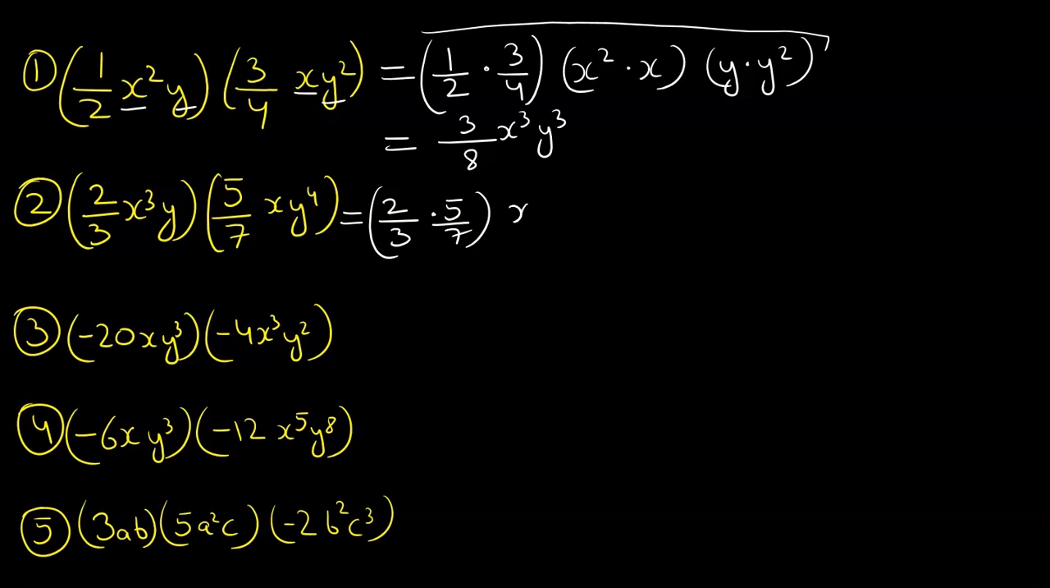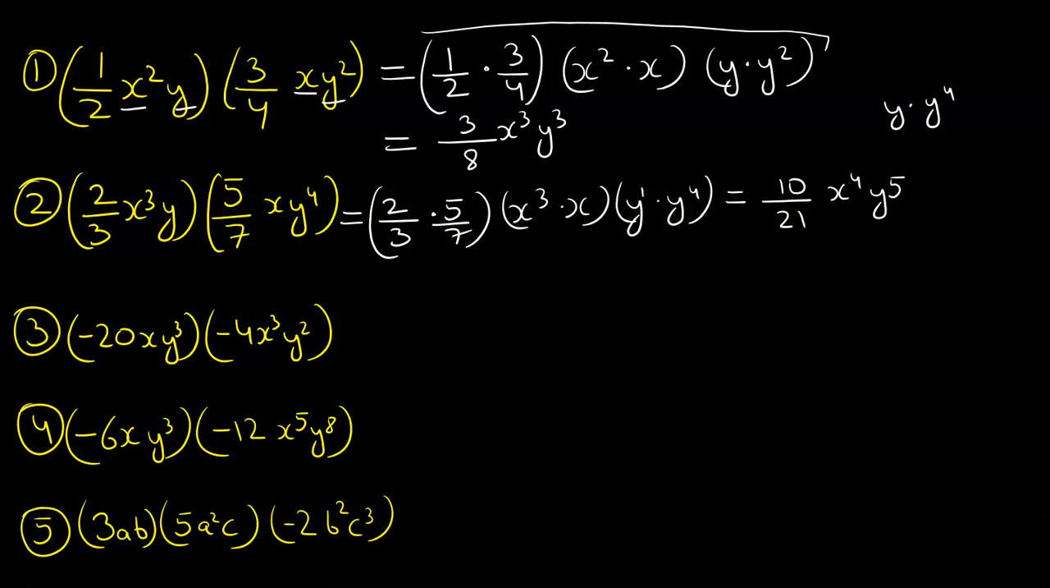Then we multiply x cube times x, then y times y to the power of 4. So we get here 2 times 5 is 10, 3 times 7 is 21, x to the power of 4, y to the power of 5. Remember, we simply add these two powers together. So when we say y times y to the power of 4, we are essentially saying 1 plus 4, and then we get y to the power of 5.